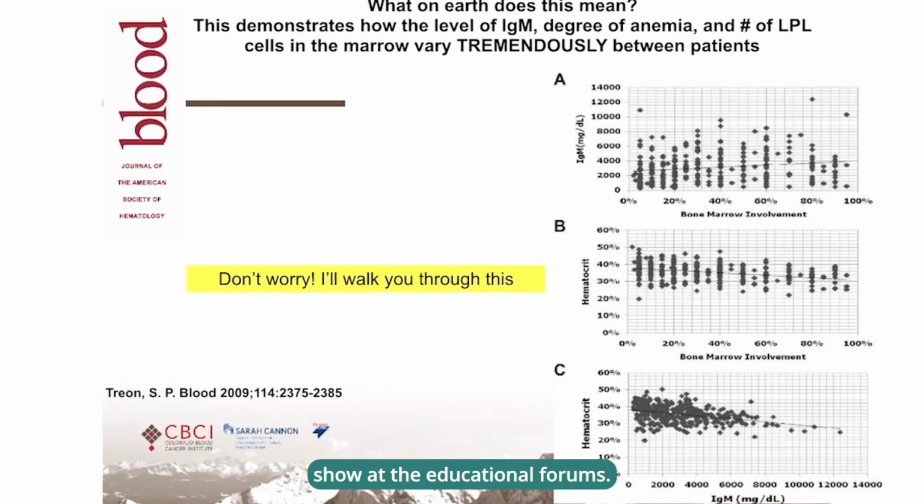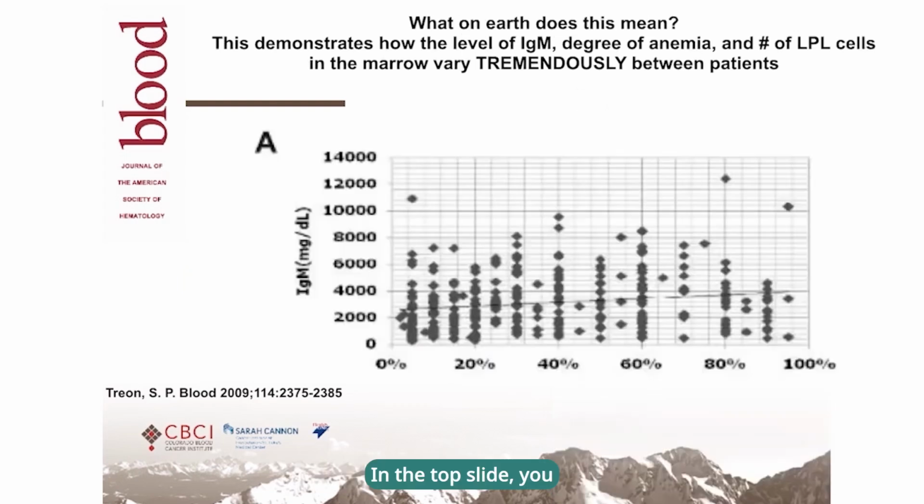This is a slide I like to show at the educational forums, and don't worry, I'll walk you through it. What it looks at is the number of lymphoma cells in the bone marrow, or the level of IgM in the blood, and what kind of problems it was causing. And in the top slide, you can see the IgM levels ranging between 2,000 and 14,000, and the level of bone marrow involvement. So if you look in the far right, you can have patients with very packed bone marrows who have very low levels of IgM. And conversely, you can have patients who have seemingly minimal marrow involvement with high levels of IgM. So it's all over the map.